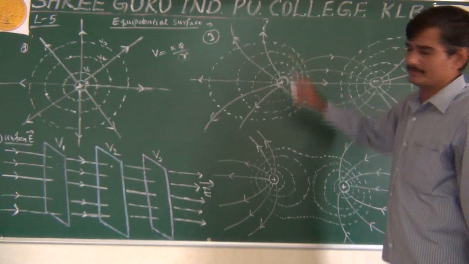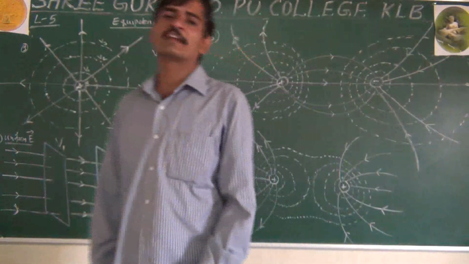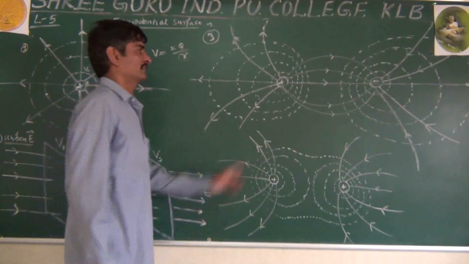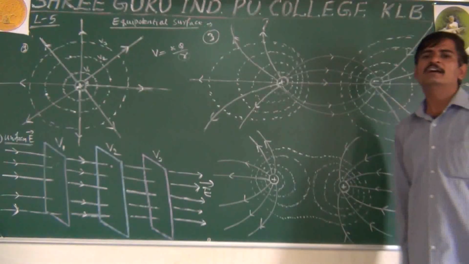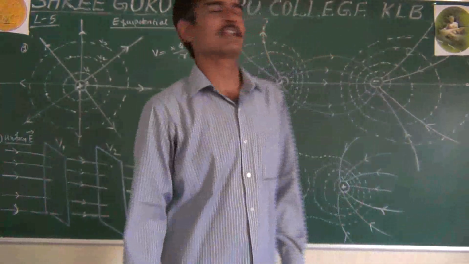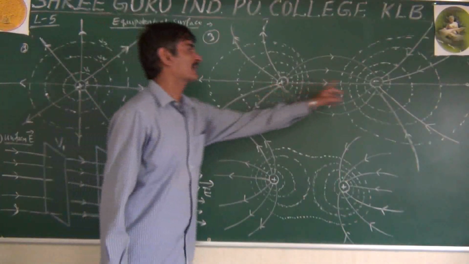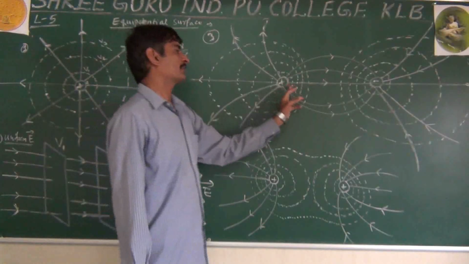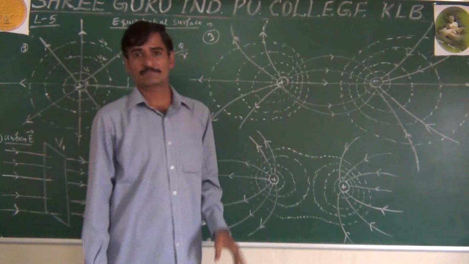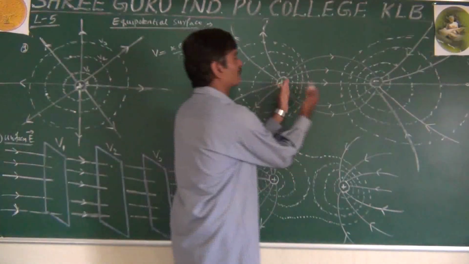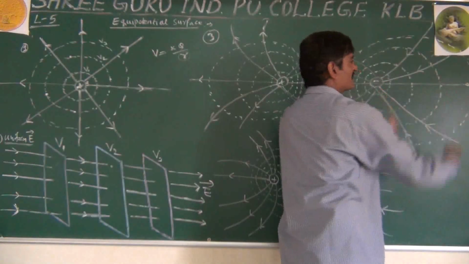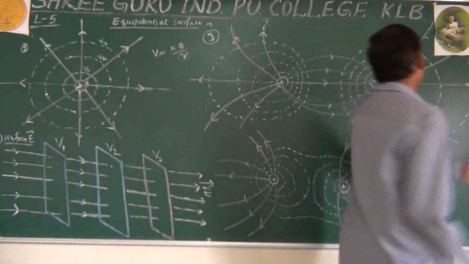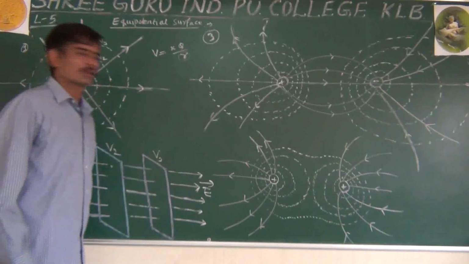All the dotted lines indicate the equipotential surfaces, and all the full lines, complete lines with arrow marks, are the electric field lines. Understood? So for equal and opposite charges, equipotential surfaces are closer in between the charges, and they are a little more distant, far away, outside the charges. Okay, that is for two equal and opposite charges.